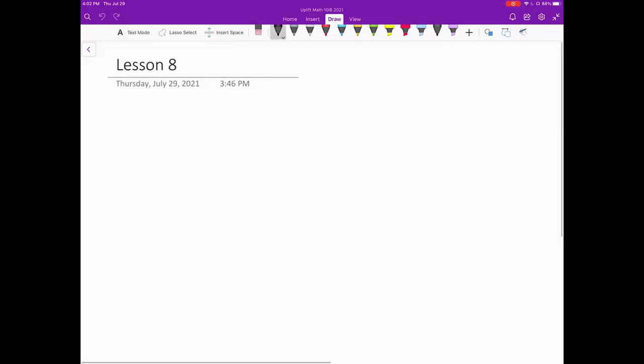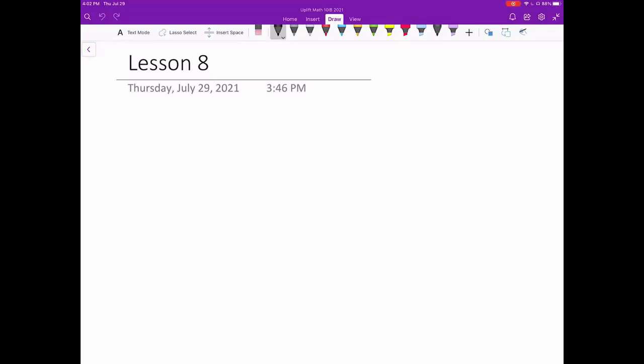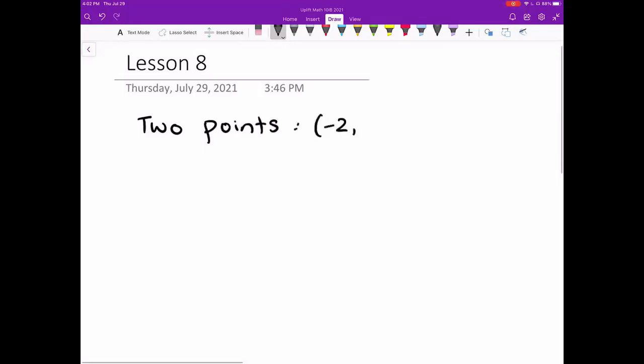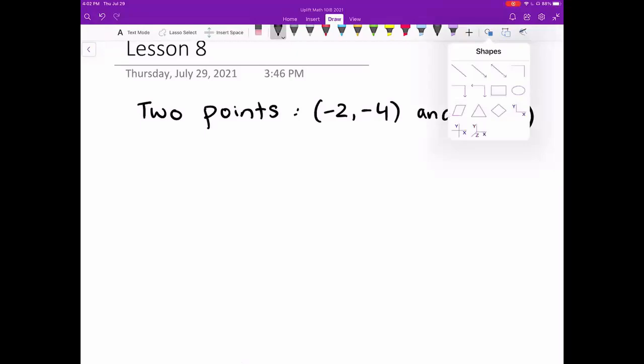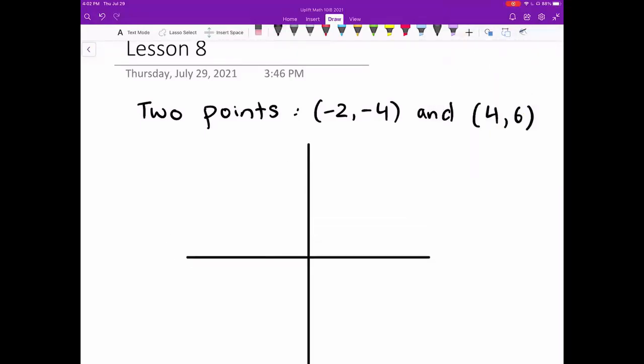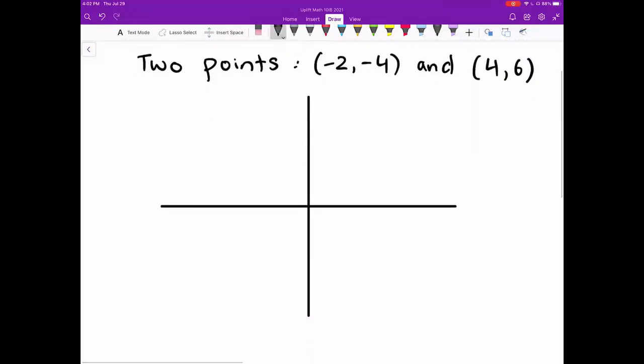David, do you want to start off with it? Yeah, sure. Should I just give a random 2 points? Yeah. Okay, we'll have the points -2, -4, and 4, 6. So let's use my method and not the weird slope thing. Do we need a graph? We can draw one just to visualize. So that's where the points roughly are.